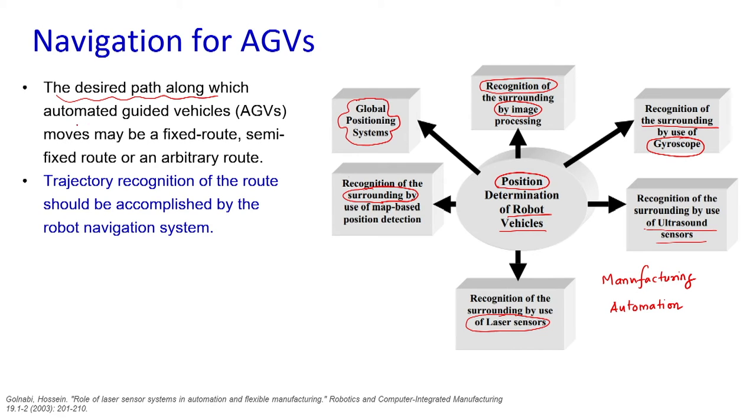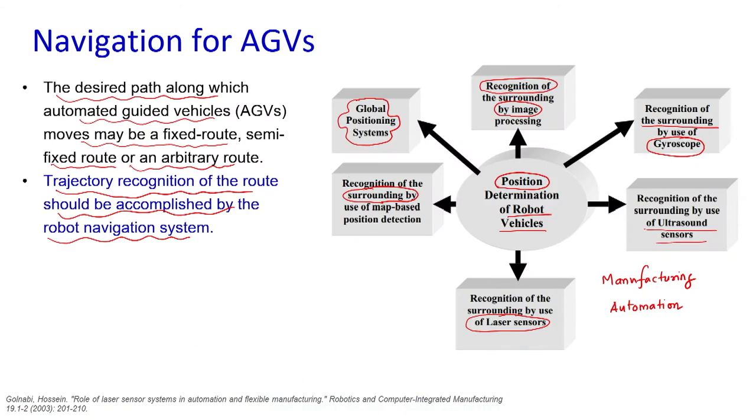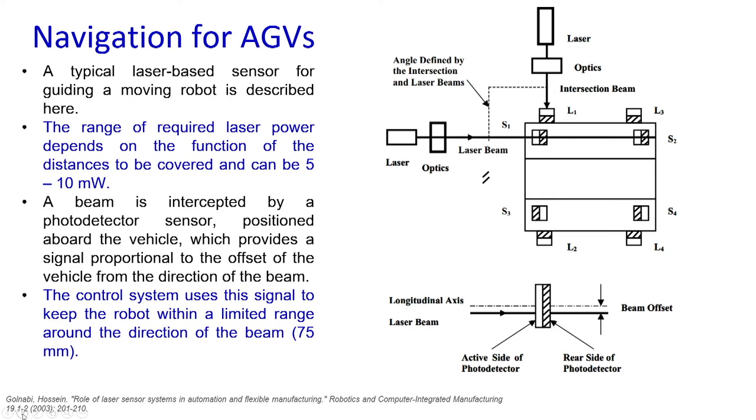So the desired path along which the automated guided vehicle moves may be a fixed route or a semi-fixed route, or it may be utterly arbitrary. So it's changing as per its own intelligence or as per its own knowledge as well. Trajectory recognition of the route should be accomplished by the robot navigation system. So when the robot based vehicles are moving on the shop floor, their trajectory has to be recognized, it has to be monitored continuously, and then the robots are to be navigated. There the lasers are helping us to recognize the trajectory and helping the controller to navigate, and that data will be given to the microprocessor based controller, and the controller is then navigating the robot based vehicle in an efficient manner. Now let us see how these laser based AGVs are helping.